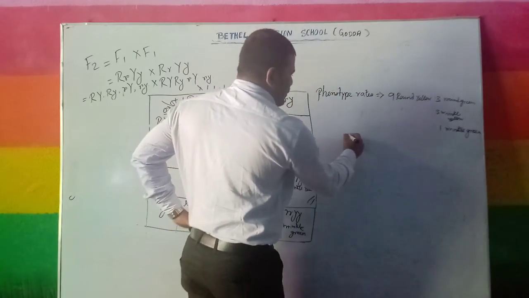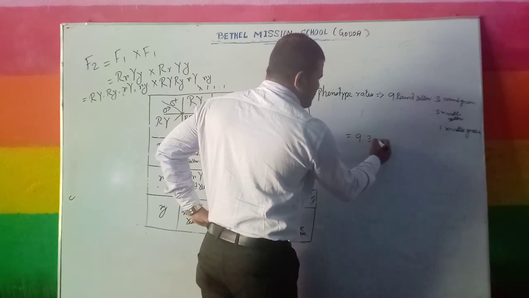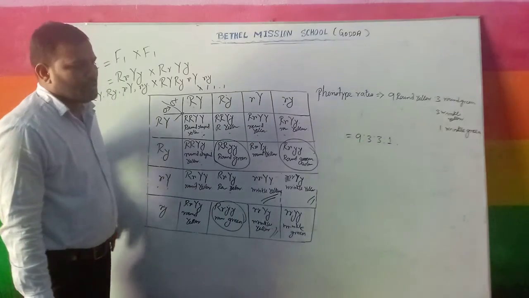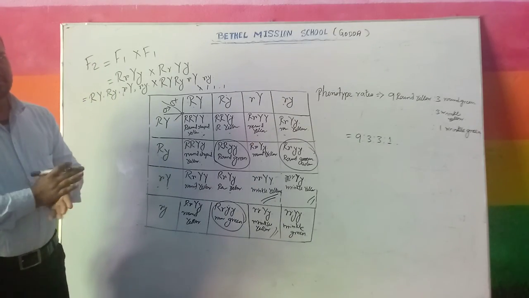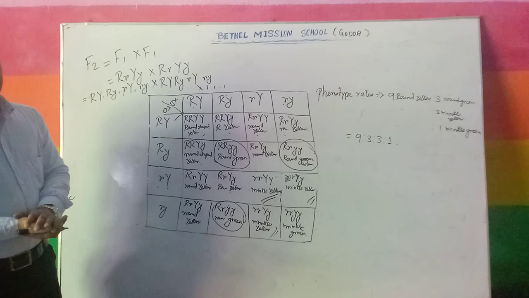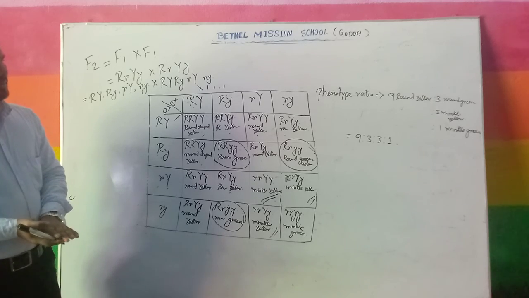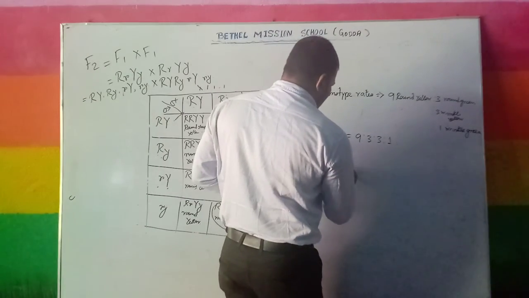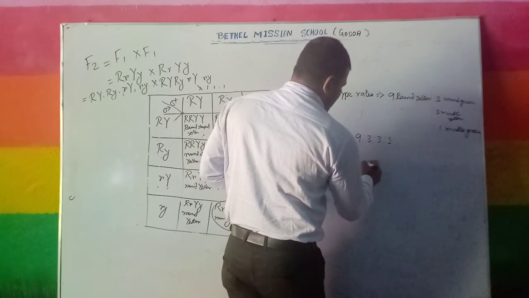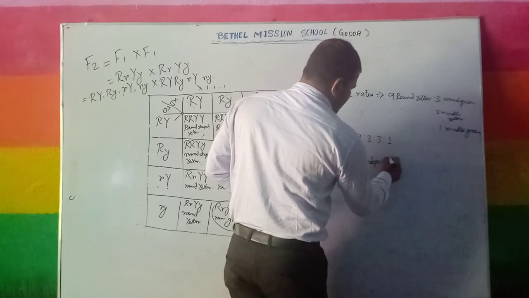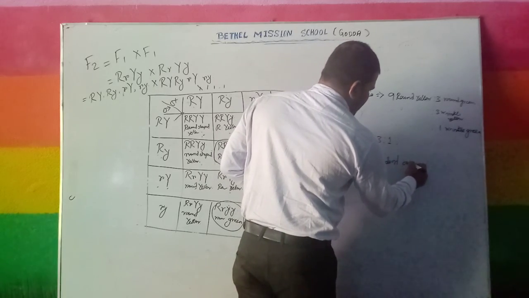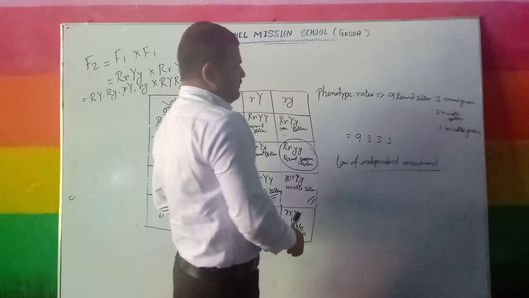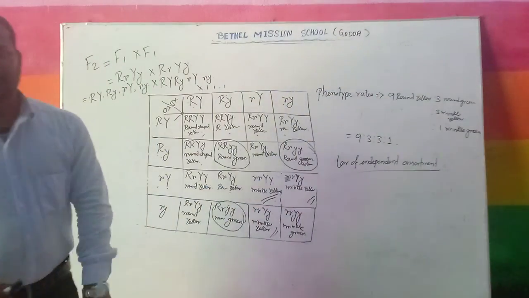So the phenotype ratio will be 9:3:3:1. These are the phenotype ratio. In case of the genotype, the ratio of the genotypes will be a complex one. And the conclusion will be the law of independent assortment. Law of independent assortment. Copy it.